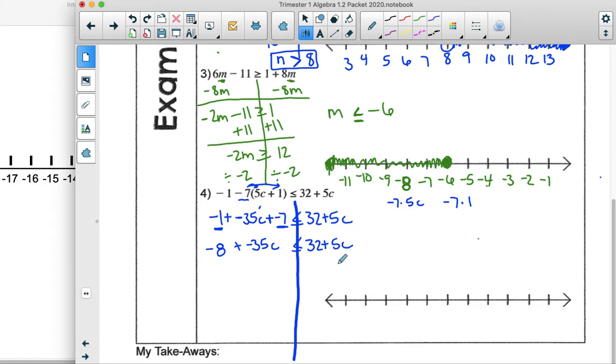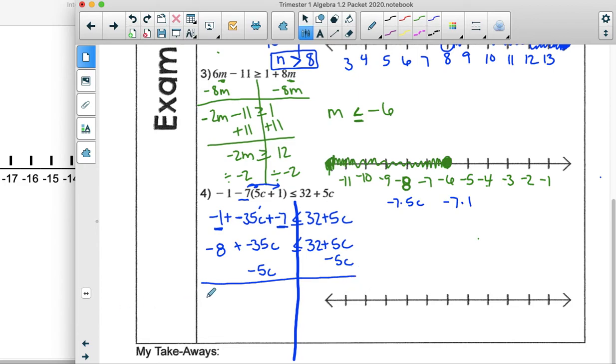Now it's up to you if you would like to move the 5c over to the left side, or we can move the negative 35 to the other side. So either we're going to do plus 35c on both sides, get rid of this c, or we're going to do minus 5c on both sides. Most students like to do this minus 5c because they like the c on this side, or the variable on that side. So I'm just going to do it that way.